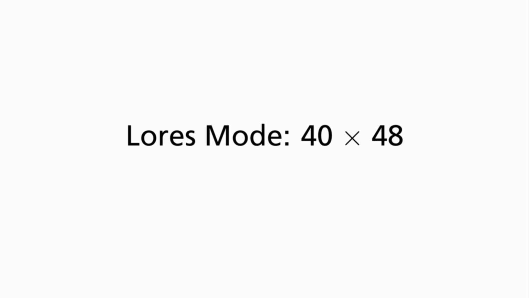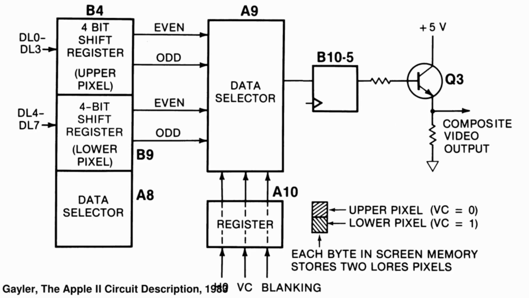This is exactly what happens in the low-res mode. Here's Gaylor's block diagram of it. Again, 8 data bits arrive on the left from memory. These are the same bits that are delivered when the screen is in text mode, but this time they're treated as 2 4-bit colors, one for the upper rectangle and one for the lower.